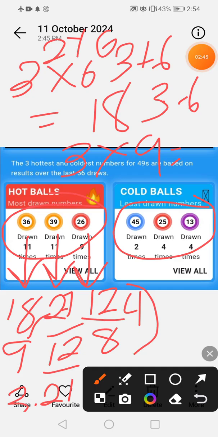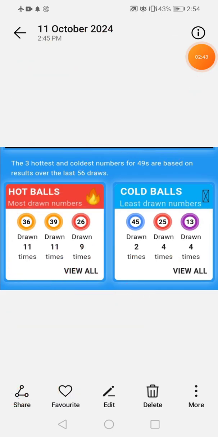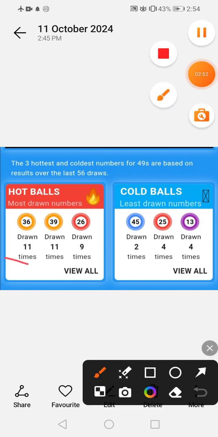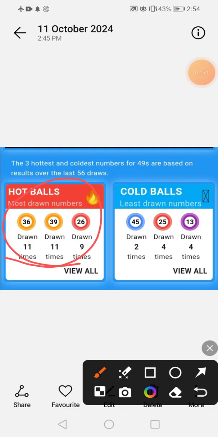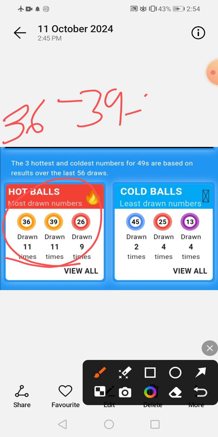Cool. Let's move again. I'm not yet done with the hot balls. We're still there in the hot balls. What you do now to get your bonus ball? 36 minus 39 minus 26 equals 29. That came as a bonus. It came as a bonus ball, 29.